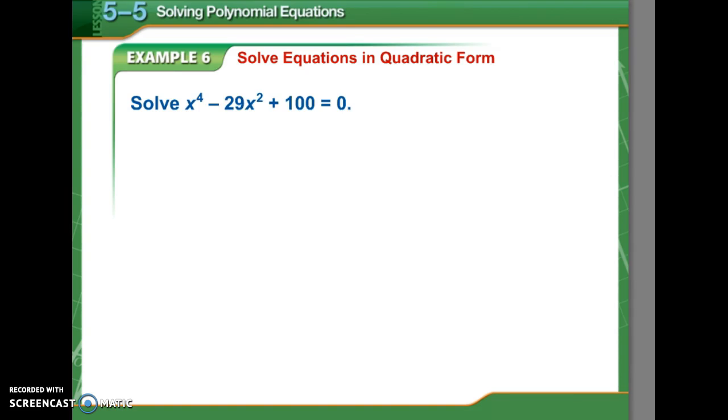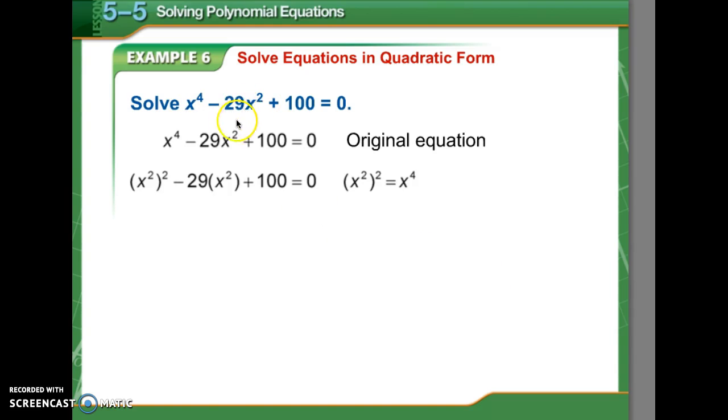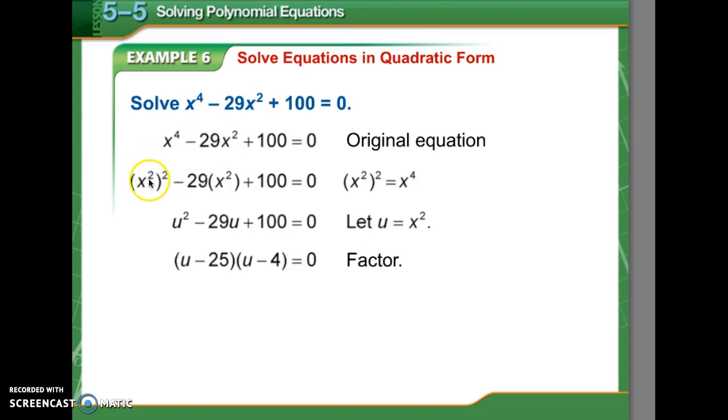All right, last example, example 6. In this one, we're going to be solving equations in quadratic form. So we're going to try to express this as a quadratic form and then solve the equation. Notice how the 4 is twice as big as this. So we're going to be able to write this in quadratic form. X to the 4th is the same as x squared squared.